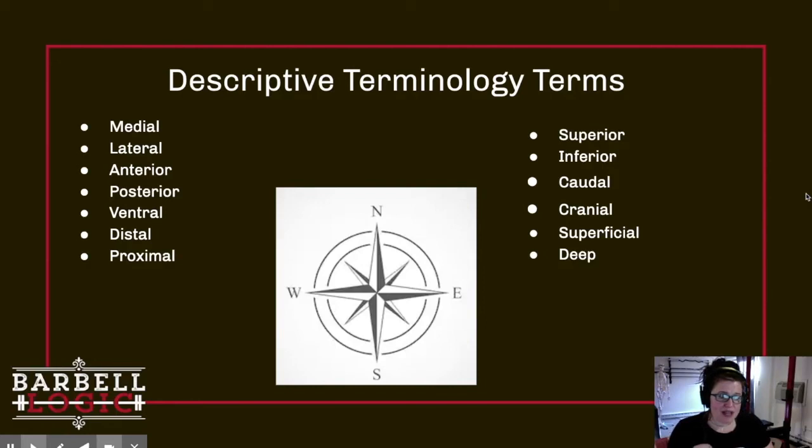Superior describes a position above a structure and inferior below. So my head is superior to my chest, and my chest is inferior to my head. Caudal means towards the feet. Cranial means towards the head. Superficial and deep are terms used to describe the depth towards the center of our body. So my skin is superficial to my blood vessels, while my heart is deep to my chest or my rib cage.